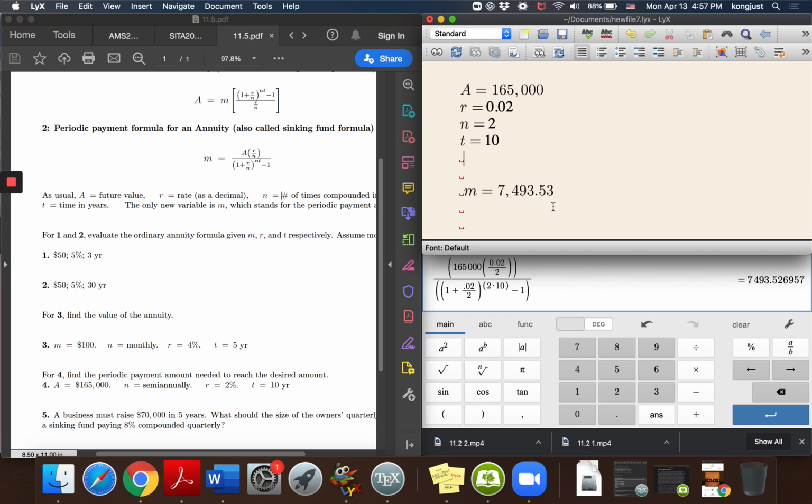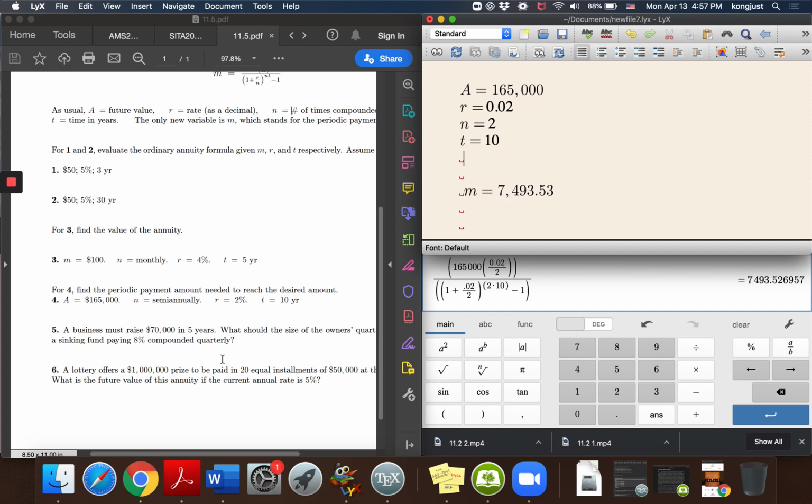Okay. So that is the M value. That's the answer for number 4 already. This is how much I should deposit. Semi-annually means this is how much I should deposit at each half year. So twice a year. And assuming it's compounded at that same rate.